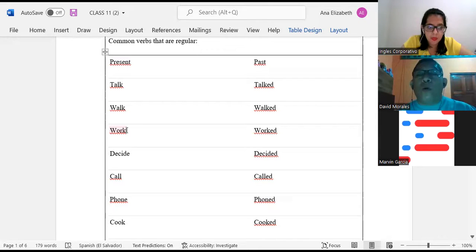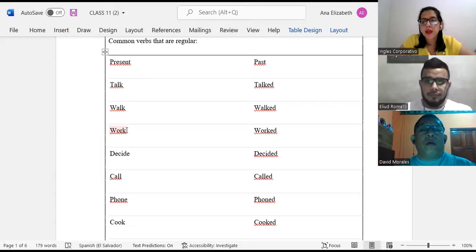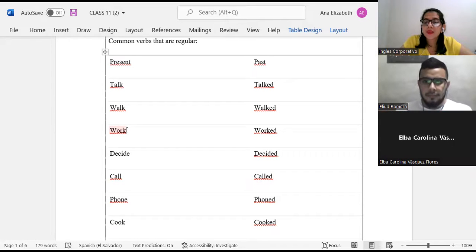Work. Worked. Yes. Work and worked. Excellent. An example? She worked in the hospital. Pero, ¿qué le falta ahí, Elius? In present. La terminación es de... Works. Como en presente, it's in present, we have to add the S to the verb. Entonces es, she works at the hospital. Yes, excellent. The other verb?